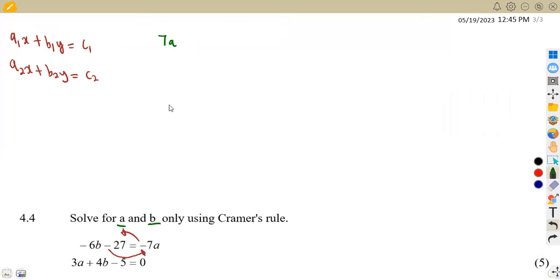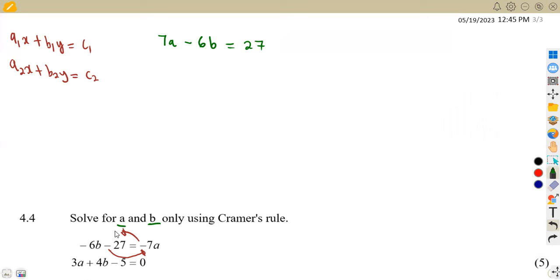Then we are left here with a negative 6b. If we transpose the negative 27 to the other part of the equation, this is going to be a positive 27. Okay, so what you need is to make sure that the equations you are given are in this format, the format that I presented here.